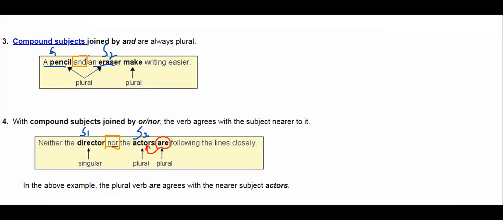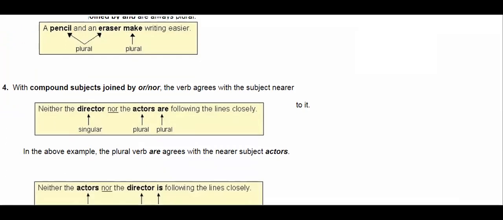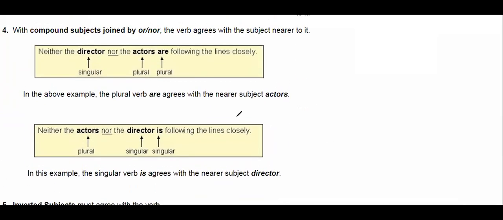In case of and, they will both be considered plural, so your verb will be plural when you have used and. But when you use or nor, your verb will be based on the one which is closer to the verb. So it is going to be plural. In the above example, the plural verb are agrees with the nearer subject, actors. समझ आ गई? अब समझ आई है? Yes, ma'am.